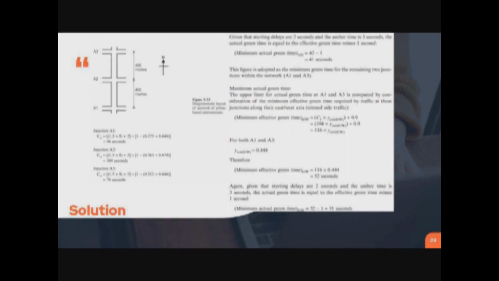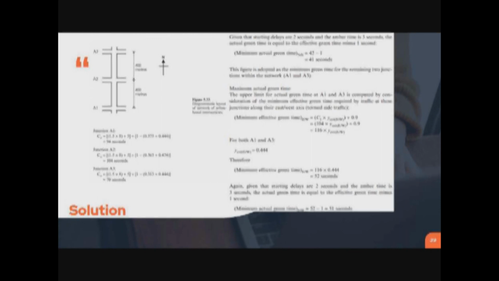We also have a diagrammatic layout of the network of urban intersections in figure 5.33. From the above figures, it can be seen that the longest of the 3 cycle times is for junction A2, which is 104 seconds. This is the key junction and is thus adopted for the entire network. Next, we will find the minimum actual green time.